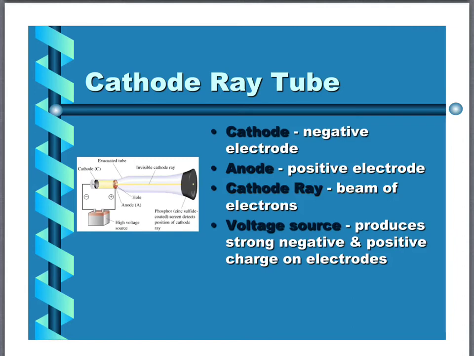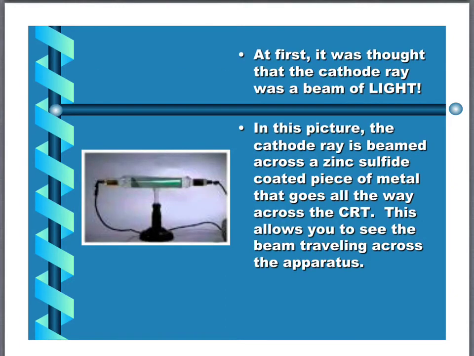This slide defines the parts of the cathode ray tube. The cathode, again, is the negative electrode. The anode is the positive electrode. That's the electrode that the electrons are traveling towards. The cathode ray is a beam of electrons, and the voltage source produces a strong negative and positive charge on the two electrodes. This is a picture of the cathode ray tube that we have in our classroom.